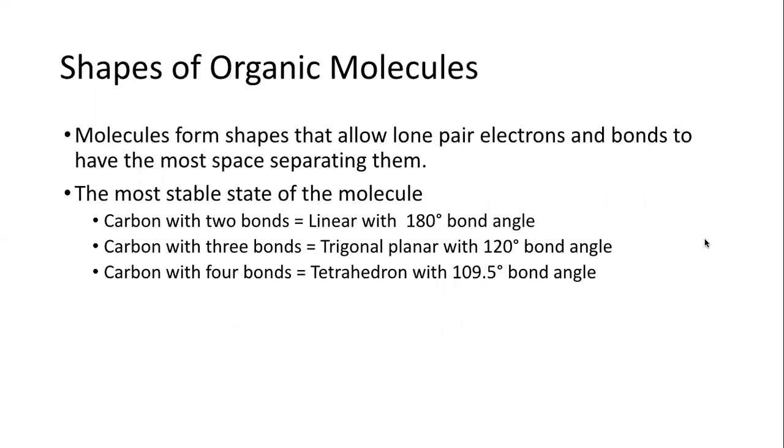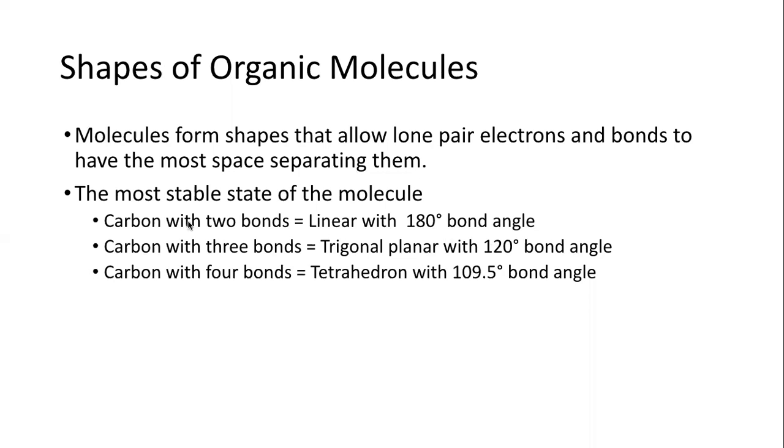Now we're going to discuss the shapes of organic molecules, and this is similar to what we learned about with other molecular geometries of covalent compounds. Molecules form shapes that allow the lone pair electrons and bonds to have the most space separating them. So we already learned about this before, and we'll be talking more specifically about carbon. Remember that carbon likes to form 4 bonds.